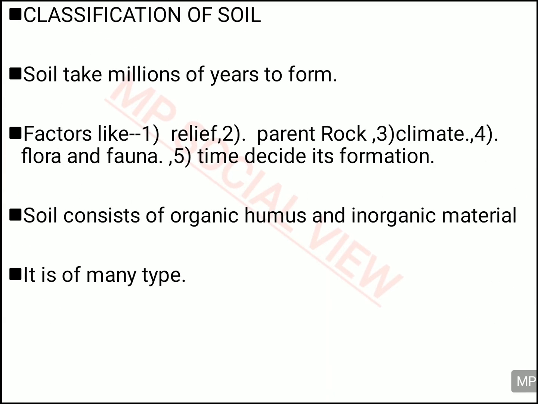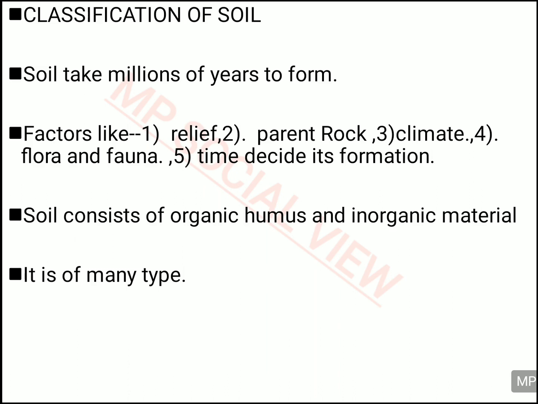And now we will study the classification of the soil, because soil is very important, and it takes millions of years to form 1 centimeter of soil. There are many various factors which decide what type of soil will be formed. It is the relief feature which decides which type of soil will form. Relief feature means mountains, plains and plateaus. And the parent rock present in that region also decides the type of soil.